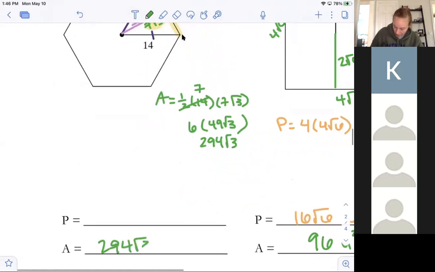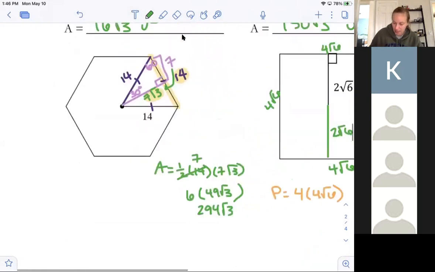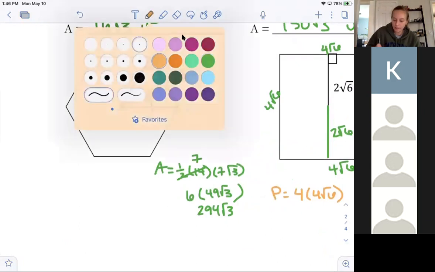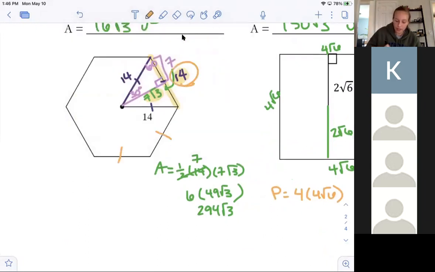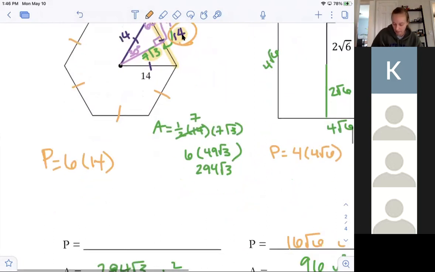I didn't do perimeter yet, which I should have done earlier. It was pretty easy to do earlier. The minute I realized that this was 14, then I knew all of the sides were 14. So for perimeter, I'm just going to do 6 times 14, which is going to be 84. 84 units.